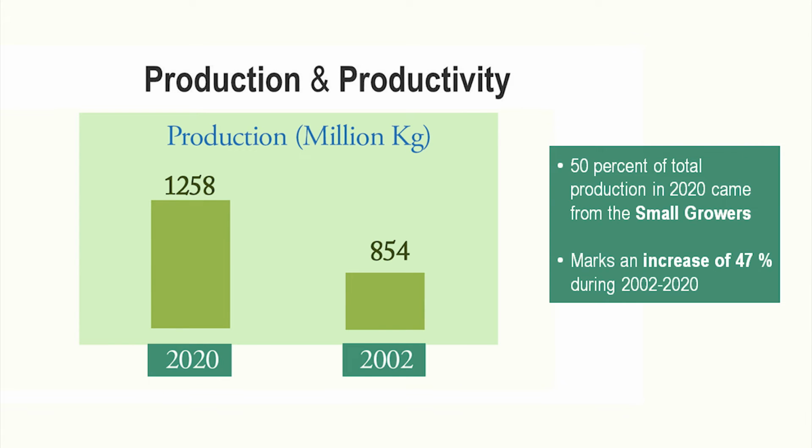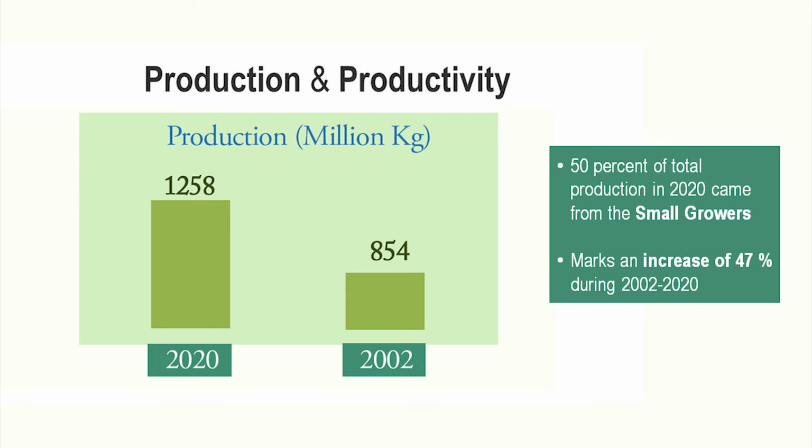almost 50% of the total production is coming from the small growers. So that is why I said that it is very important to understand that the small grower sector, small holding tea gardens, are very, very important when we look at the Indian context. 50% of the total production in 2020 is contributed by this sector, and it marks an increase in total production of 47% during this period. So there is an enormous increase in the production, largely contributed by the small growing sector, and that is what we need to understand.